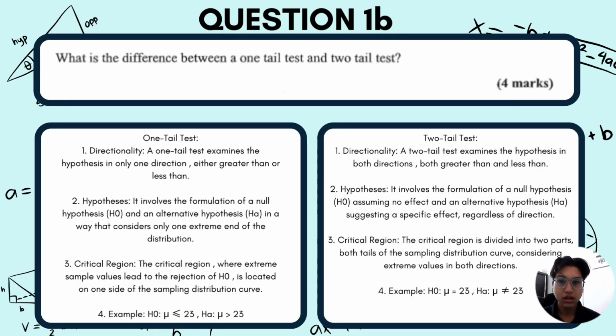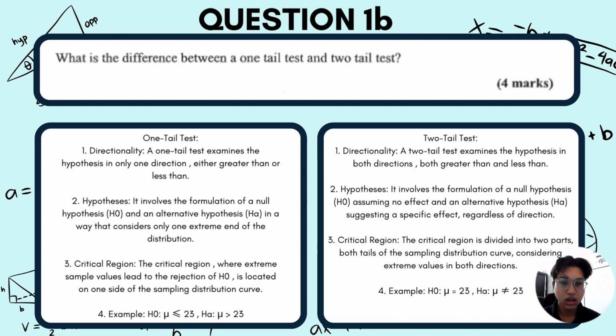For question 1b, what is the difference between a one-tailed test and a two-tailed test? Also 4 marks. For the direction, a one-tailed test examines the hypothesis in only one direction, either greater than or less than. A two-tailed test examines the hypothesis in both directions, both greater than and less than. For the hypothesis, a one-tailed test involves the formulation of a null hypothesis, H0, and an alternative hypothesis, HA, in a way that considers only one extreme end of the distribution.